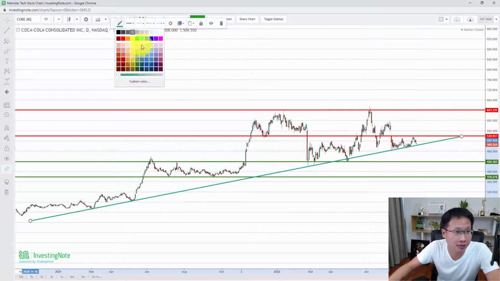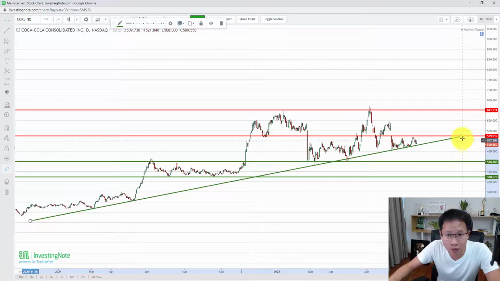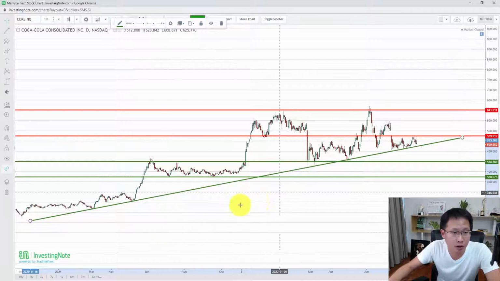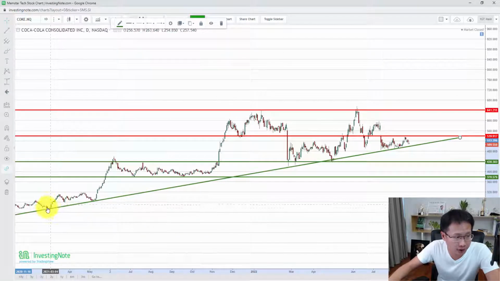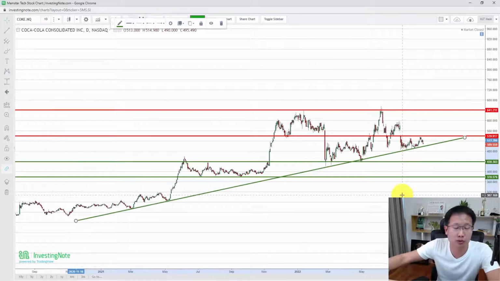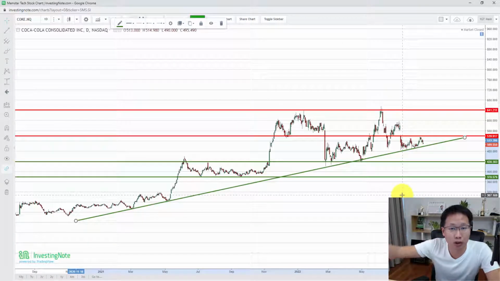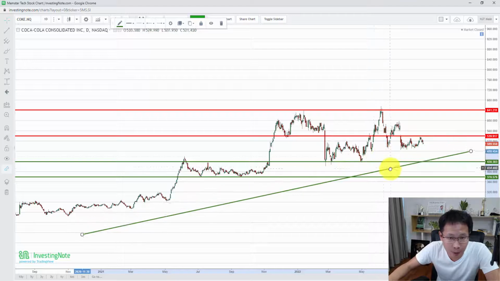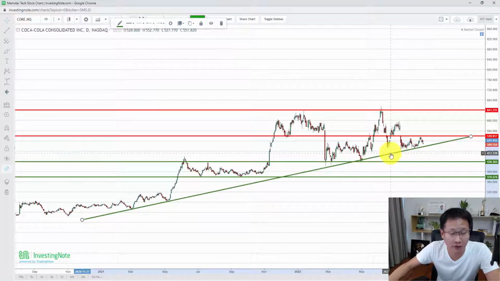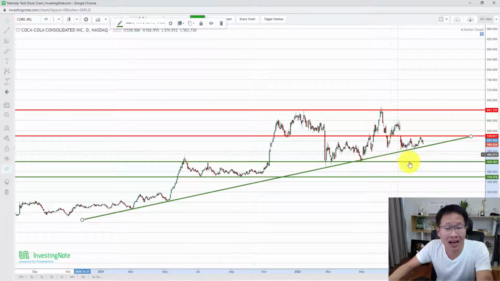You can see that as it retraces back down, we find a bit of support and it rebounds back up. So connecting all the lows, the first low, the next low, as it moves over the past 1 to 2 years, it forms higher lows, and we have this line right here that connects all the lows. That's pretty much a good uptrend, right?